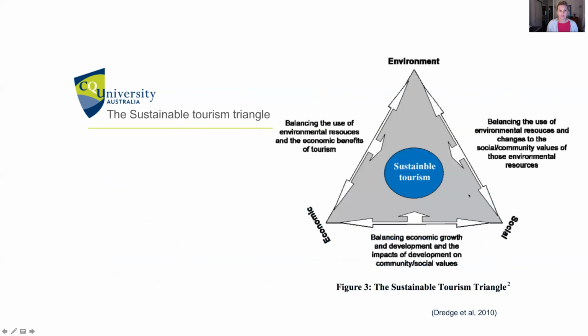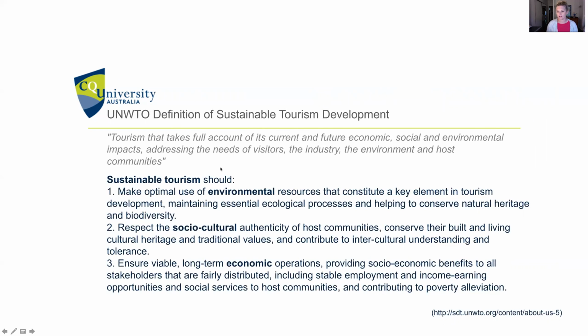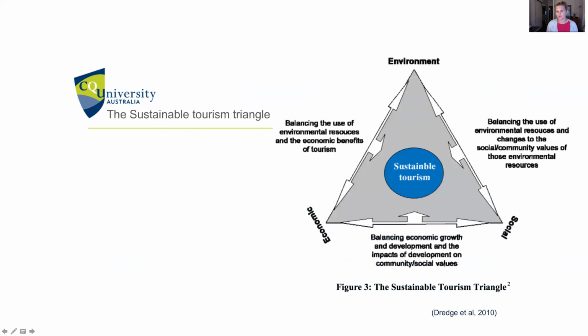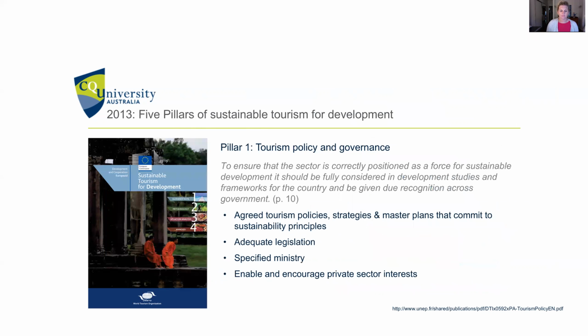In 2010, so all that stuff before then is from 2005. In 2010, Diane Dredge, an academic and a tourism planner like me, proposed the sustainable tourism triangle, balancing environment, economic and social, and she talks about it specifically in terms of tourism, so balancing the use of environmental resources and the economic benefits of tourism and so forth. She wrote a paper about that, and that's in your Moodle, so you can have a look at that and have a think about what she says.